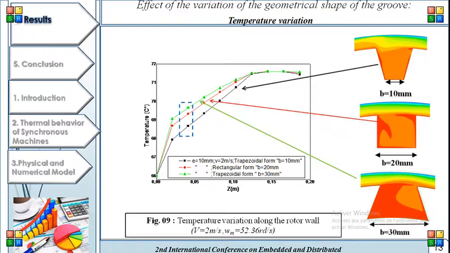The same evolution behavior is observed for the grooved rotor at the same rotation speed, and the groove configuration with b equal to 10 mm provides better cooling of the rotor wall. Moreover, the surface temperature of the grooves with small base b equal to 10 mm is reduced by about 3 degrees Celsius, because of the perturbation of the flow inside the grooves.